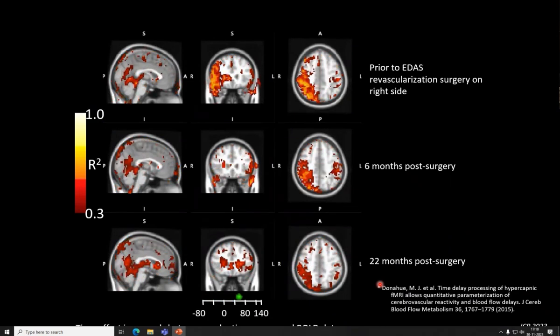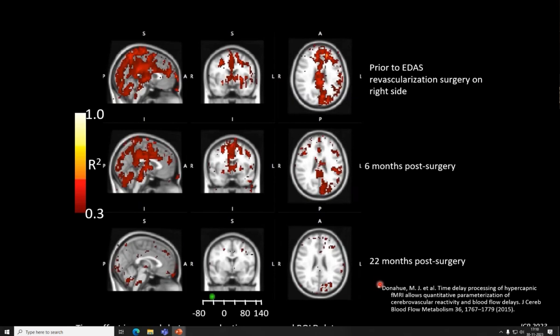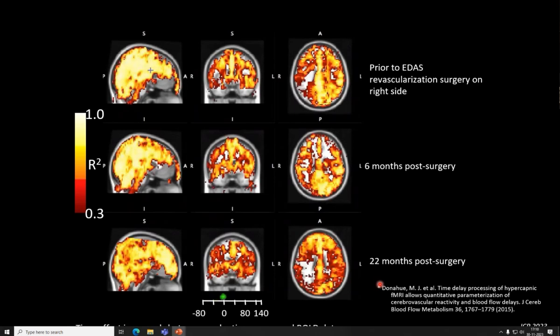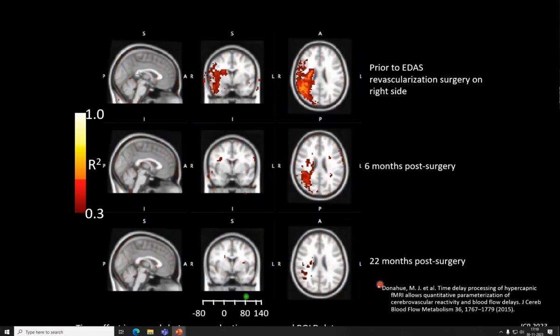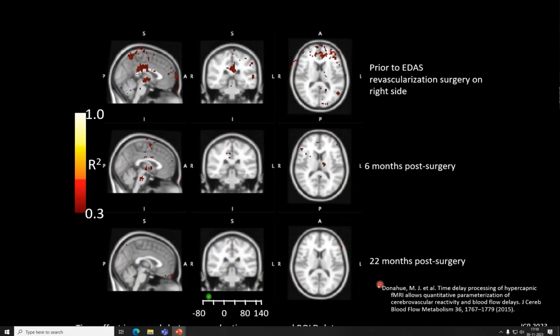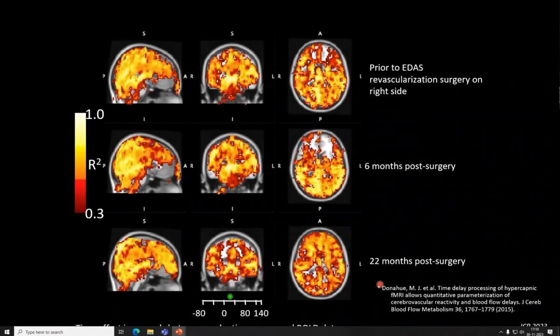On the first panel, you can see the time delays before surgery, and then you can see it 6 months after revascularization, and then 22 months after revascularization. It's important to look down at the bottom scale. The largest time lag at the end of this is 140 seconds.